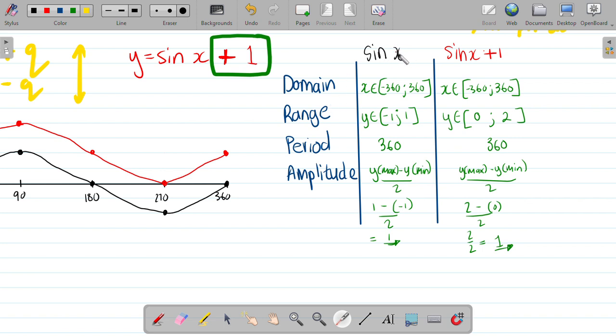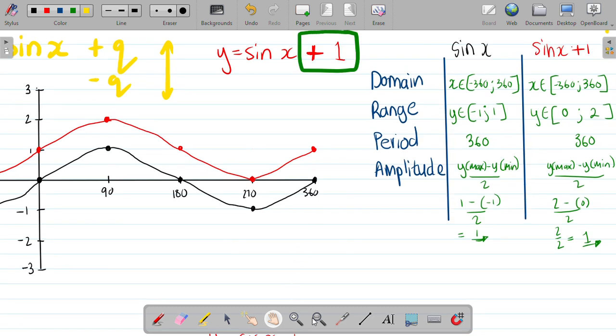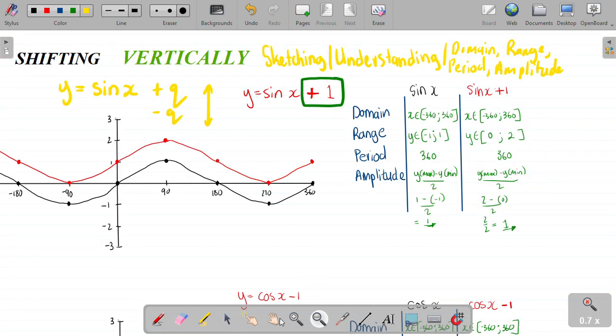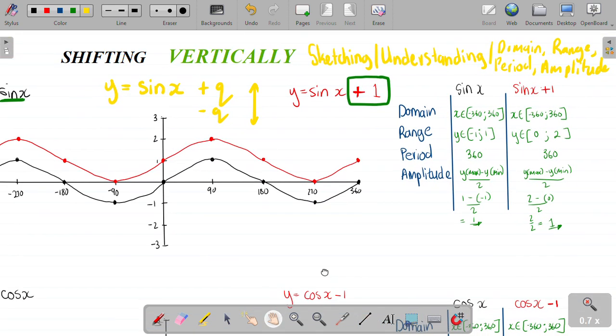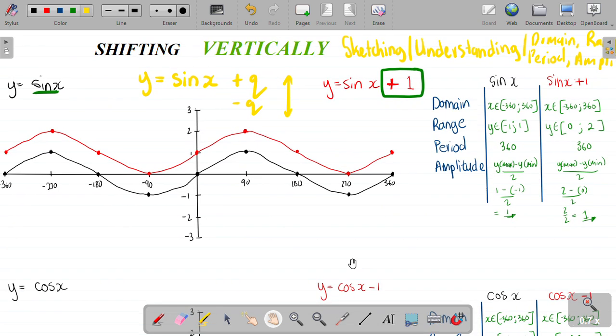So we're gonna go and compare how do I answer these questions: the domain, range, period, amplitude for sine of x, the black graph, and then the sine of x plus 1, the red graph, the graph that has shifted up 1. Okay, I hope you had that in your mind. So let's do the domain. Sorry, I need to zoom out because it's a little bit squished here.